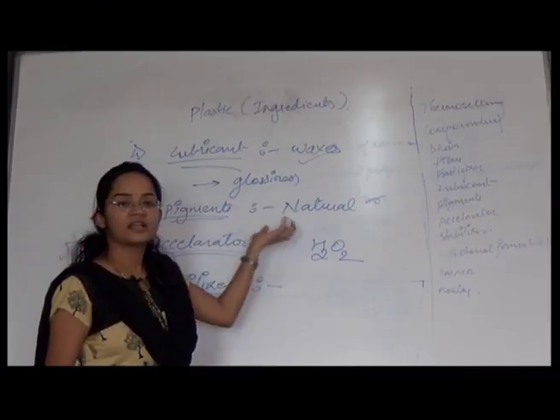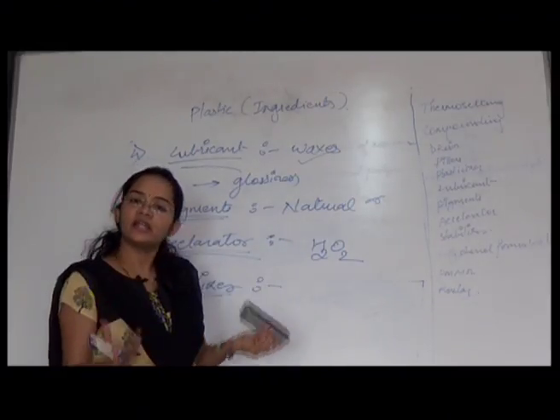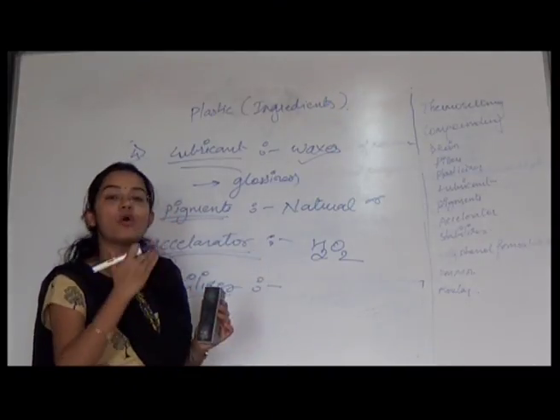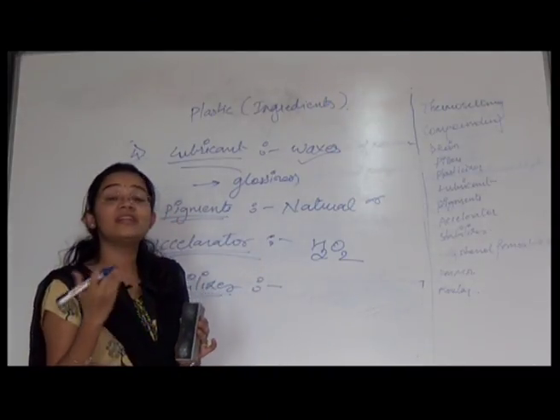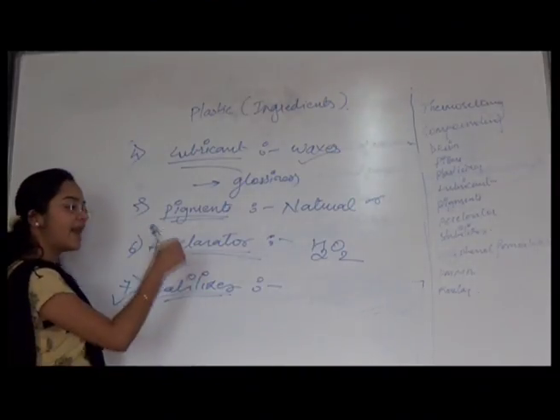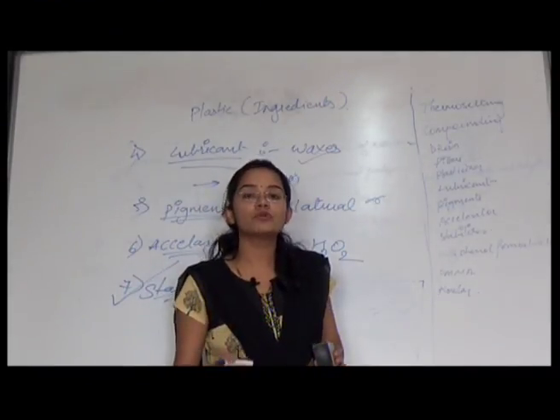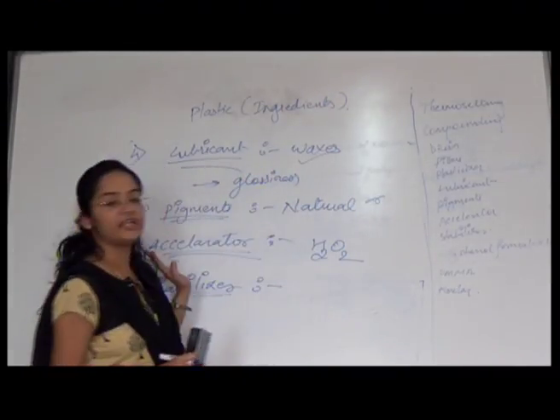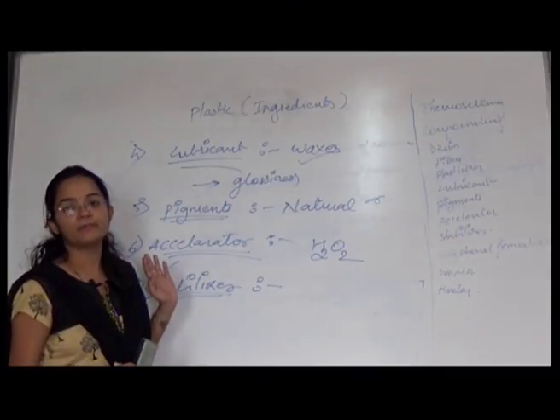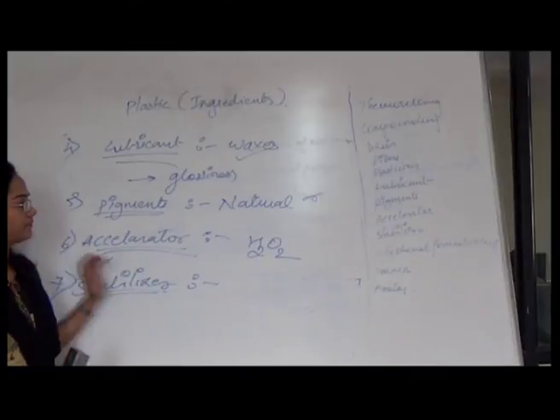Like pigments, they may be natural or synthetic. So it may happen that on heating they may get decomposed. So in order to avoid these things, in order to prevent this decomposition, we add a stabilizer. By adding the stabilizer, these things are avoided, like the decomposition of any kind of ingredient which is added in plastic formation. So this is the role of a stabilizer.